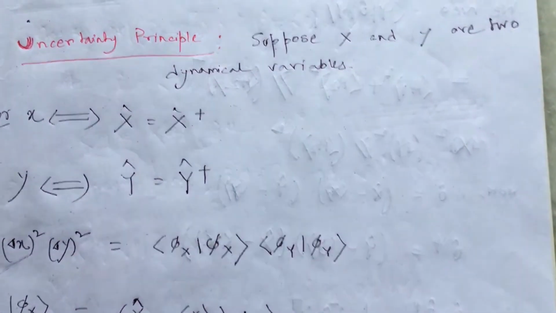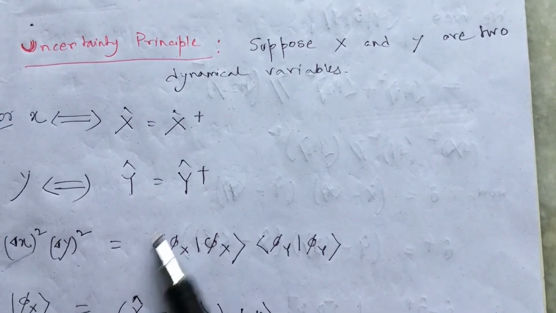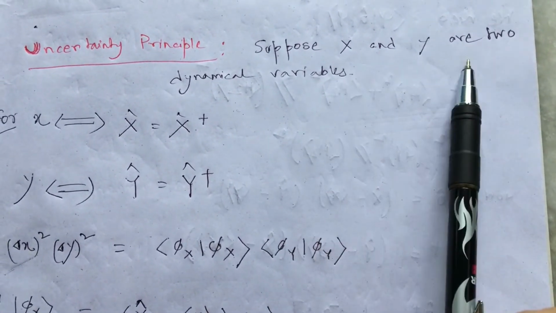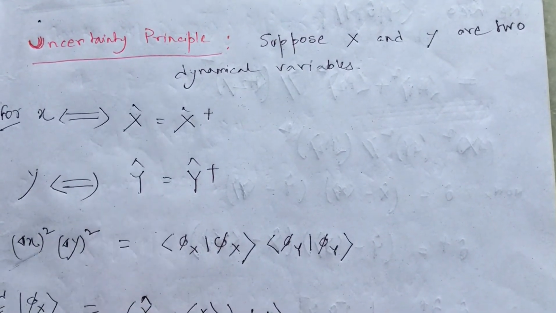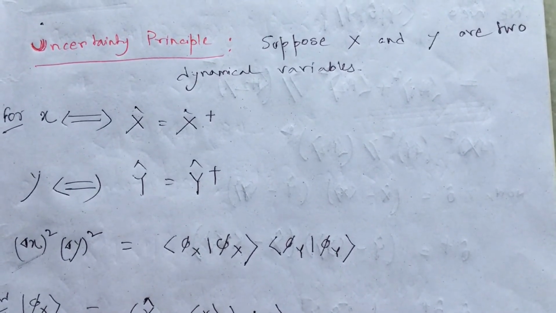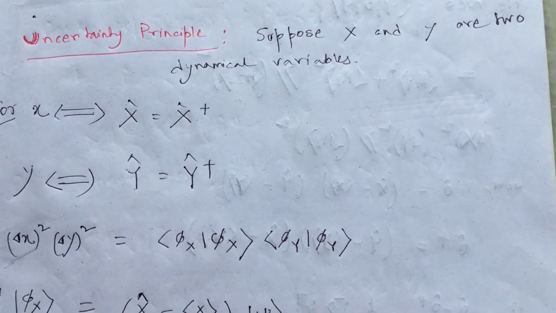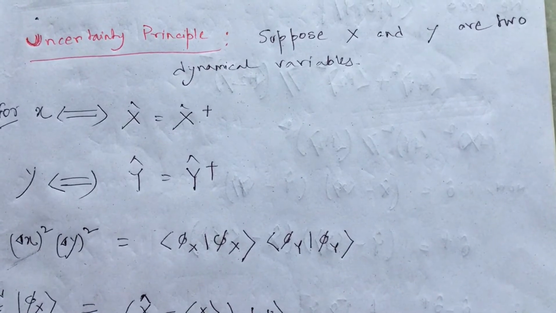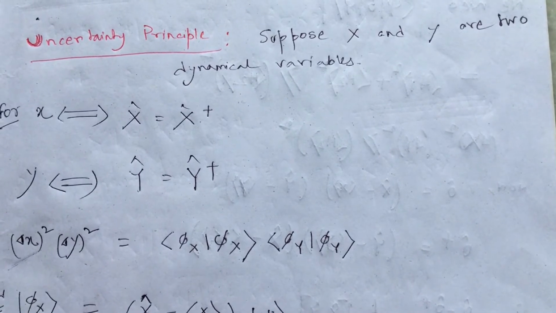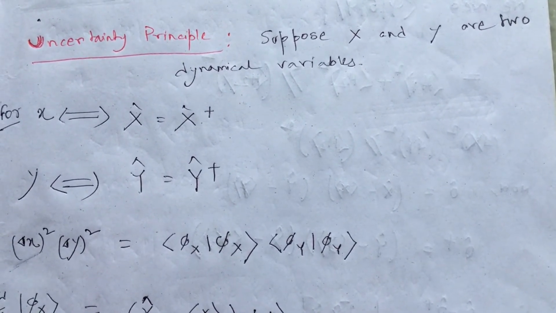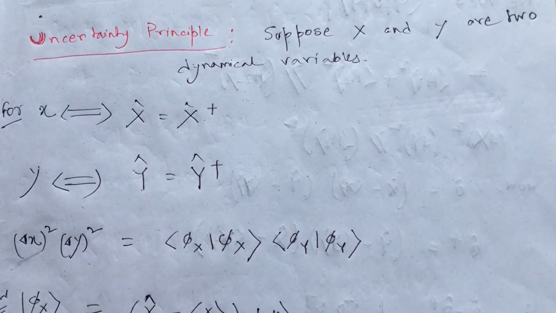Now let's derive the uncertainty principle using this operator notation. Suppose I have two variables x and y. These are two dynamical variables. The uncertainty principle tells us about the compatibility in measurement of these two variables. The uncertainty principle actually involves incompatible variables, for example position and momentum, as I have mentioned earlier. We cannot measure position and momentum simultaneously. We cannot measure x and px simultaneously.